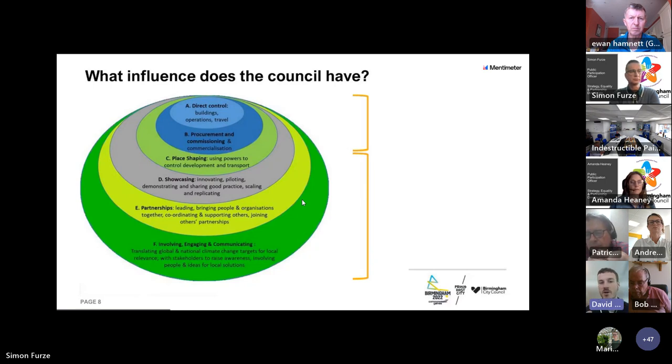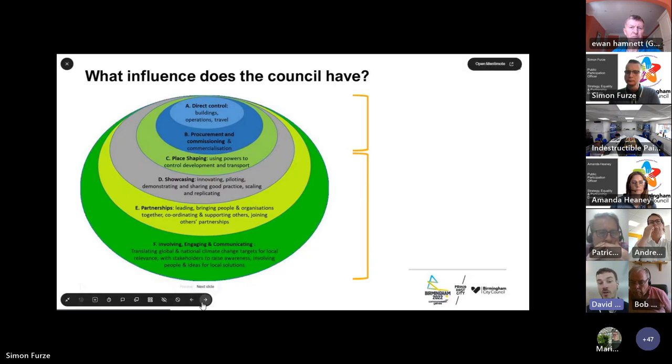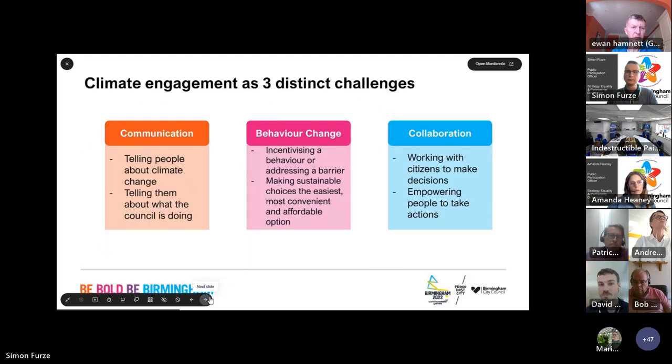And then as we get further and further out, we've got those other rings showcasing partnerships and then involving, engaging and communicating. So really this strategy is focusing on the green, grey and yellowish bands of the onion, not those inner bits. It's really thinking about how we go about involving, engaging and communicating climate change to help get Birmingham to net zero. So jump to the next slide.